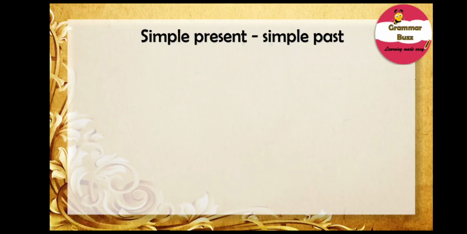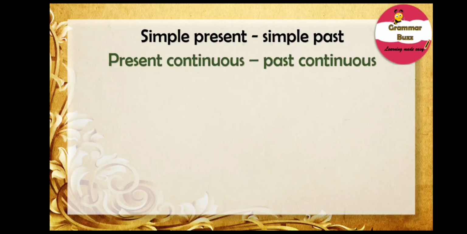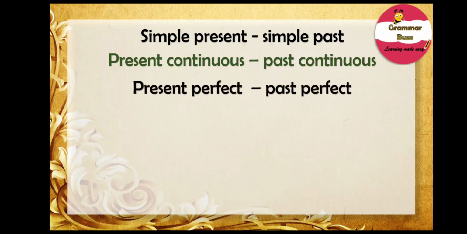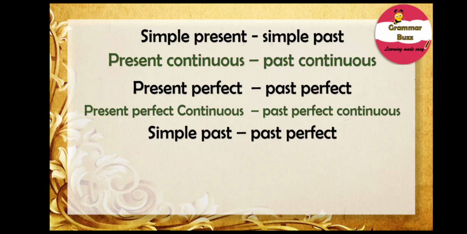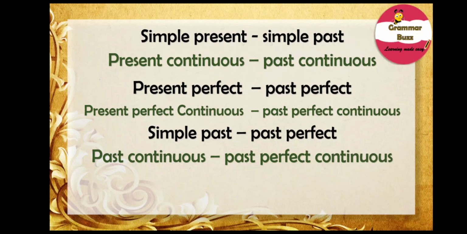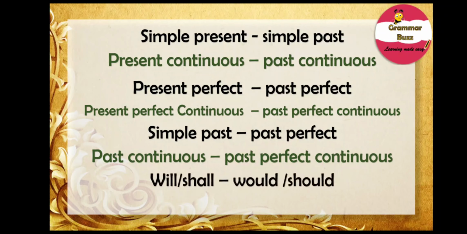For present tense, simple present will change to simple past. Present continuous changes to past continuous. Present perfect changes to past perfect. And present perfect continuous changes to past perfect continuous. For past tense, simple past changes to past perfect. Past continuous changes to past perfect continuous. For future tense, will or shall changes to would or should. And for modal verbs, can, may changes to could and might.